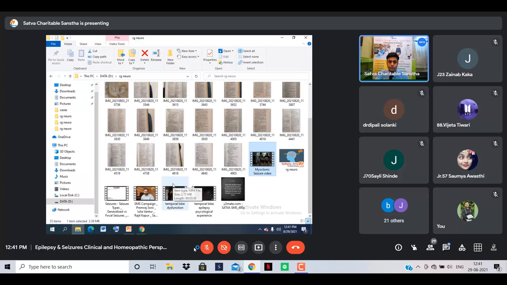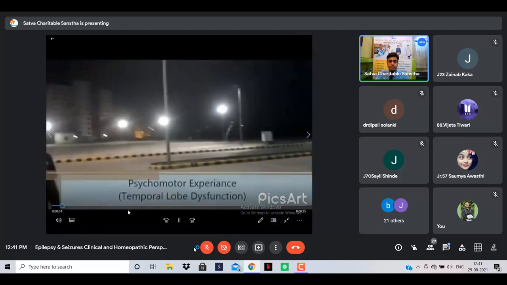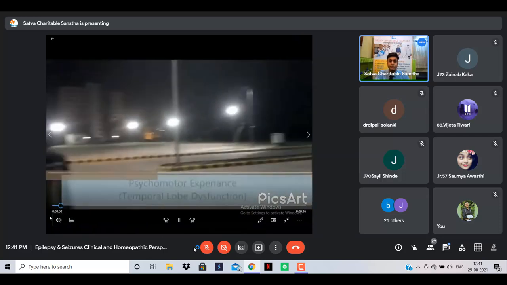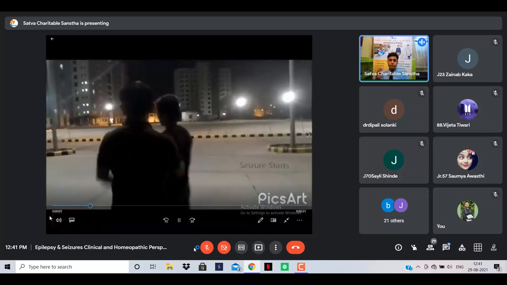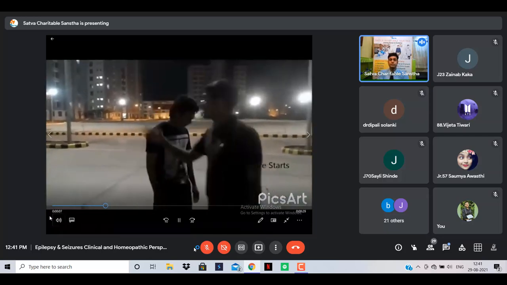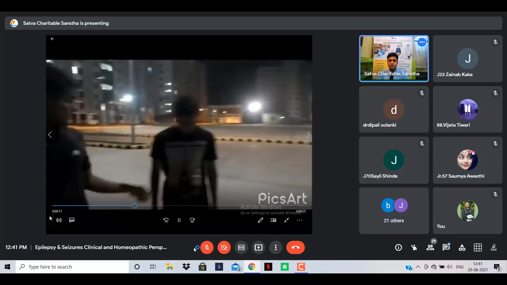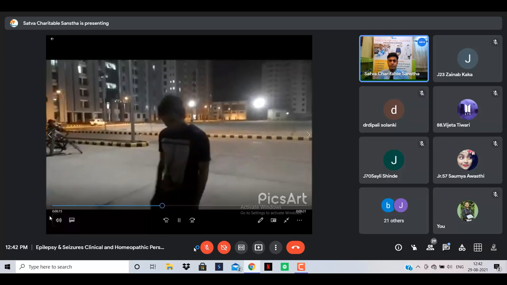Now, I will share with you the temporal lobe epilepsy kind of this. Just a minute, I'll restart it. Now it is restarted. So the person gets into an abnormal state. Now this person, he is just moving in a circle, turning around in a circle.